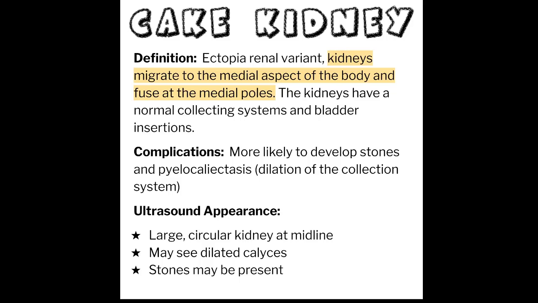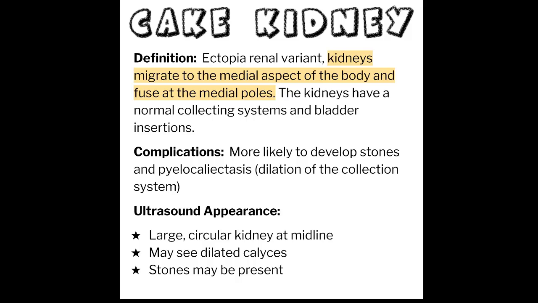Another version of renal ectopia then is cake kidney. Now, cake kidneys, like I said, are another ectopia renal variant, and what cake kidneys do is they migrate up into the body, but instead of going to the sides like we expect them to, they head to the middle. And as they get towards the middle of the body, they are actually going to fuse together at the medial pole. And so when this happens, the kidneys do maintain their own collecting systems and bladder insertions, but now it looks like this giant, large kidney that sits right in the middle of the body.